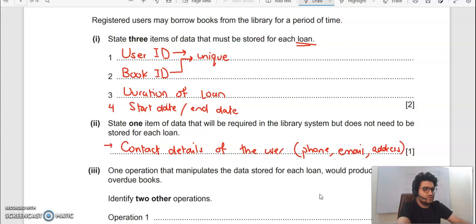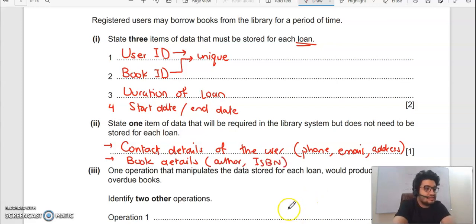Or we can also think about the book details, which obviously have to be stored in the library system, but are not needed for the loan. Sorry about that. So yes, book details have to be stored as well. Maybe the author, maybe the book number, which is the ISBN, etc.